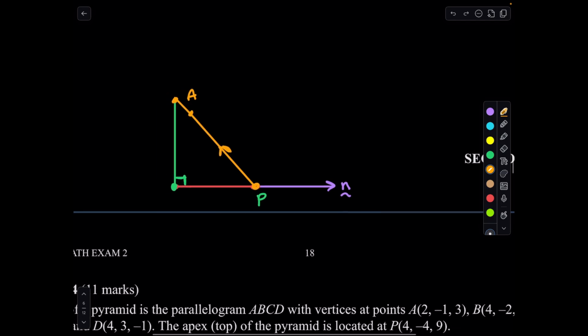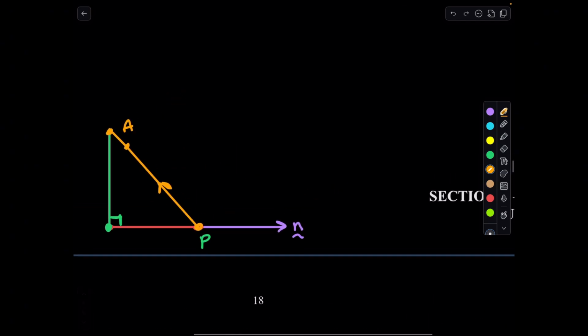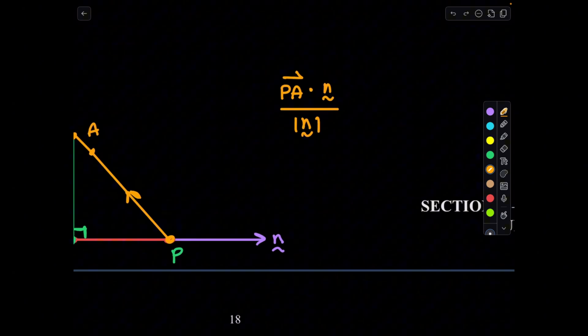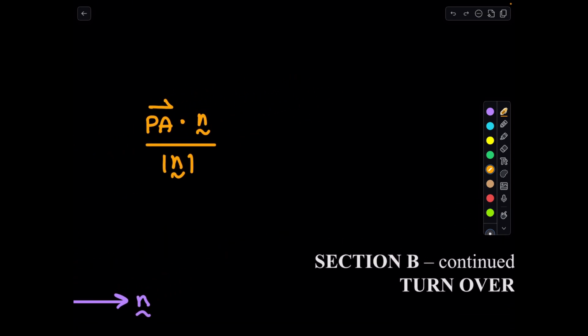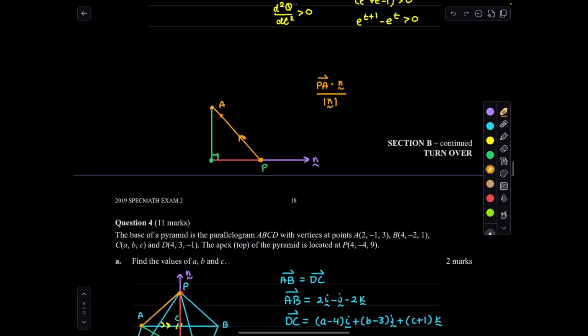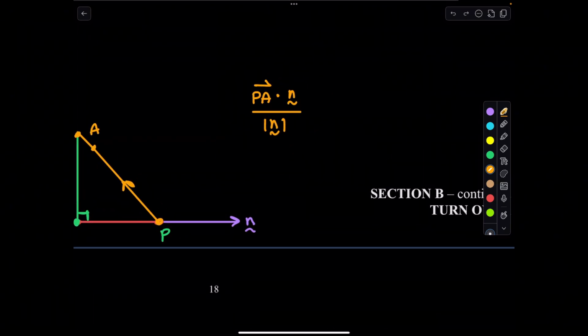So remember how to find the scalar resolute. In this case, it's the dot product of PA with your directional vector, which is n, all divided by the absolute value of n. So there it is. PA is casting a shadow on n, and the red part is your scalar resolute. So this is really good. So what we can do is go to our CAS and define some stuff, and write this expression to find the scalar resolute.